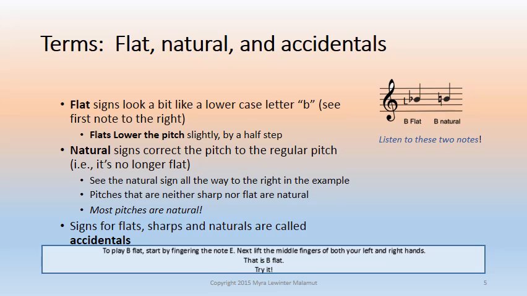So I'm going to play what's on the chart there for you. The first is B flat, and the second B natural. Notice the B natural is slightly higher in pitch than the B flat. Signs for flats, sharps, and naturals are all called accidentals. So the flat sign is an accidental, the natural sign is an accidental. You've seen sharp signs, remember they look like a pound sign, those are accidentals.